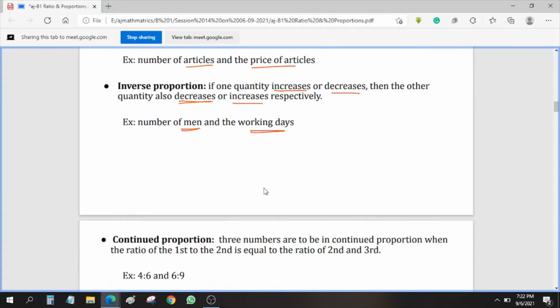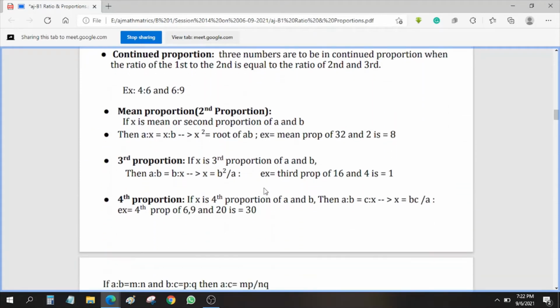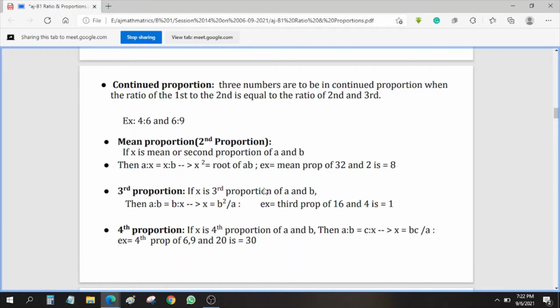So these definitions you need to just keep in mind. Next, continued proportion. Three numbers are said to be in continued proportion if the ratio of the first and the second is equal to the ratio of the second and third. See, 4, 6, 6, 9. We can call these a continued proportion.